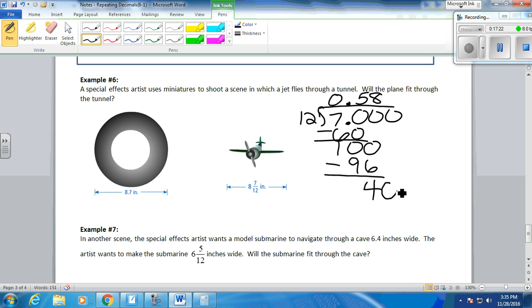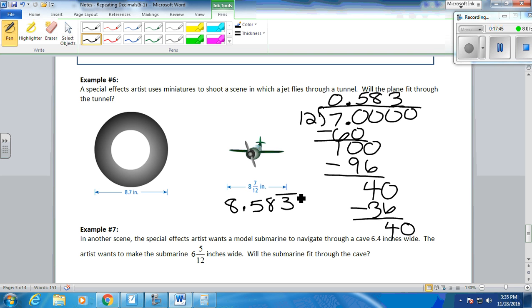Bring down the other 0. 12 goes into 40 3 times. Gives me 36. Subtract to give me 4. Well, I already had the 4. I'd have to go through this again, get the 0, and again I would get 3. So this is equivalent to 8 583 thousandths with the 3 repeating.